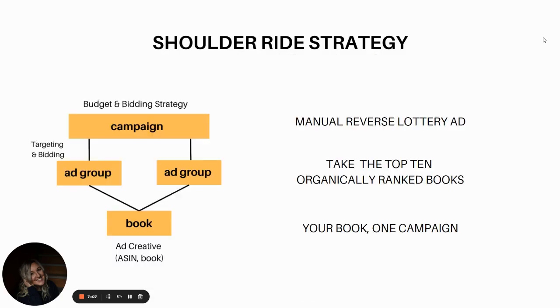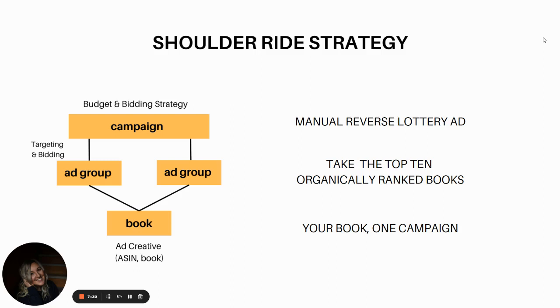So there's only room for one book. If you want to test this strategy out with multiple books, you can. But this strategy that I'm teaching is a manual reverse lottery ad that I named the shoulder ride strategy. So what do I mean by lottery ad? What do I mean by manual reverse?